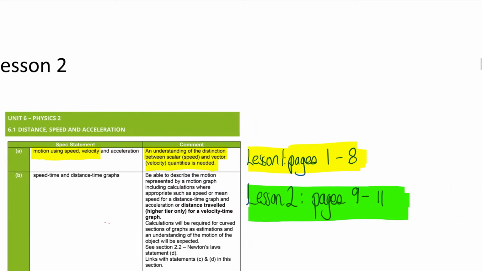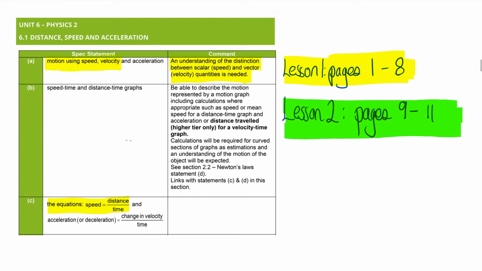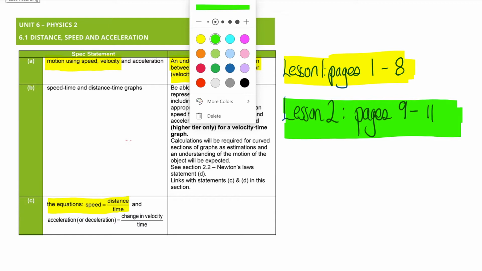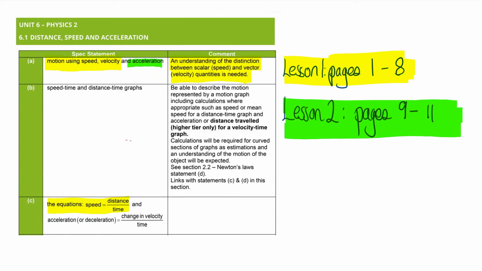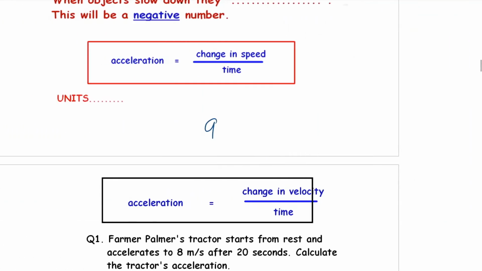Let's go over the learning objectives. What we learned in lesson 1 has been highlighted in yellow. What we're going to learn in lesson 2, we're now going to highlight in green. So we're going to learn about acceleration, and we're going to be using this equation. So 2 parts to it. What is acceleration and how do we calculate acceleration? Those are the learning objectives of lesson 2.